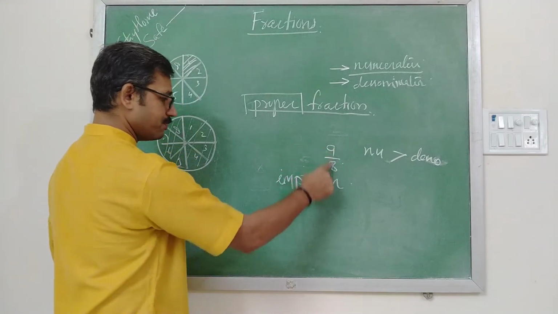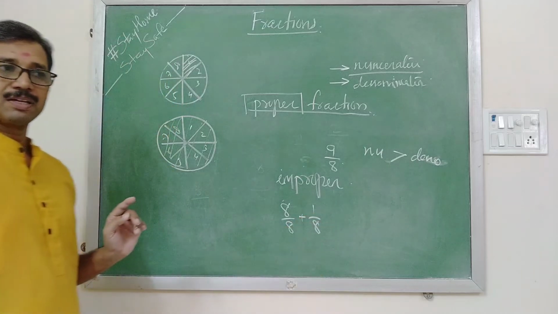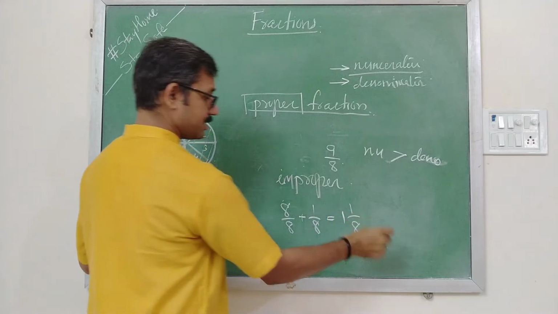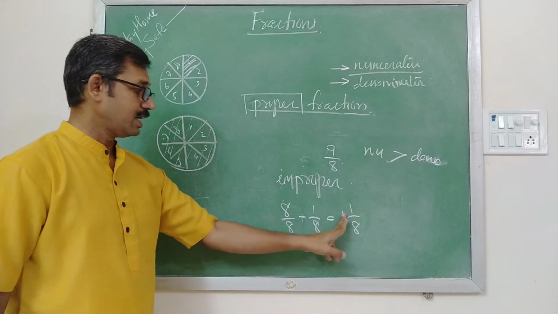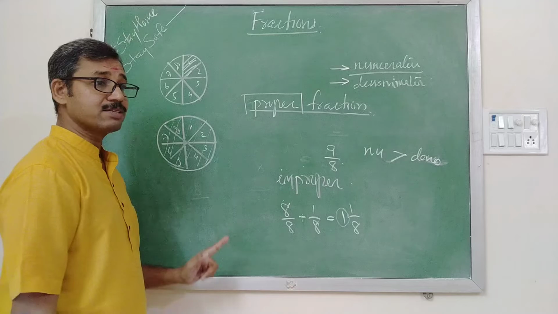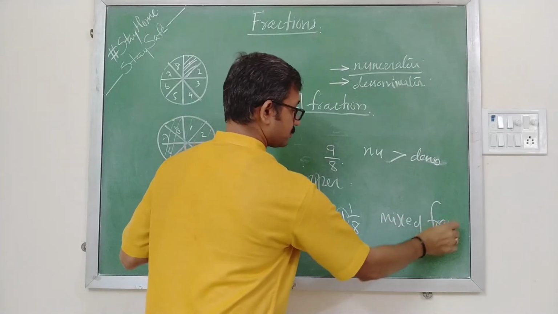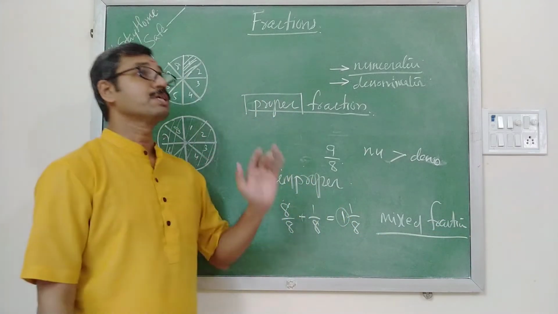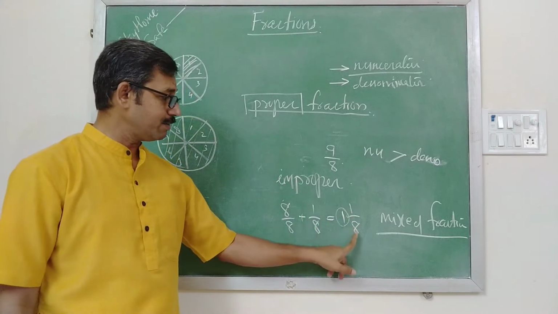Now 8 upon 8 plus 1 upon 8. Correct? That means 8 upon 8 means what? 1. Then 1 upon 8. So this improper fraction, we can write it like this also, with a whole number with it. Then it is called a mixed fraction. What is it? Mixed fraction. So what is a mixed fraction? In a mixed fraction, there will be a whole number as well as a fraction.